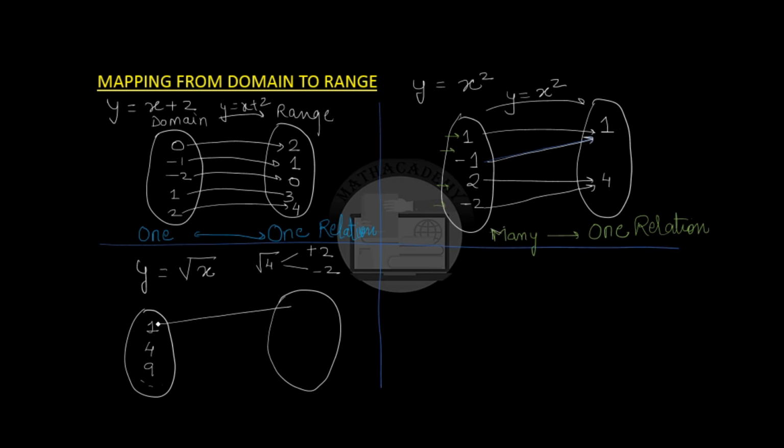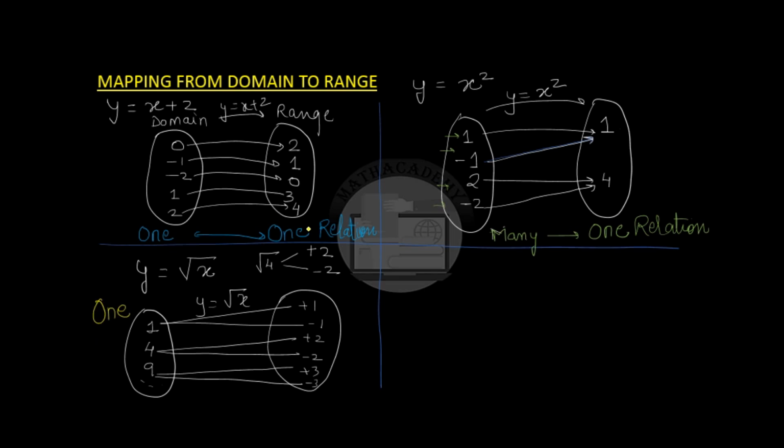So for 1, we will have two values of y, either plus 1 or minus 1. For 4, following the relation y is equal to square root of x, we get plus 2 or minus 2. And for 9, again we will have plus 3 or minus 3 and so on. So what do we see here? One value of x is mapped to more than one value of y. One value of the domain is mapped to more than one value of the range, and this relation is known as a one-to-many relation. The last kind of relation we will learn is the many-to-many relation.